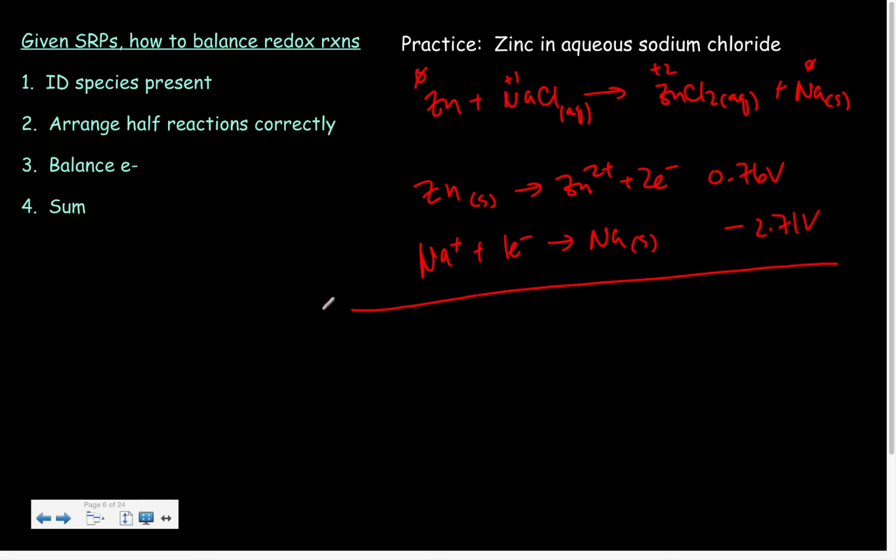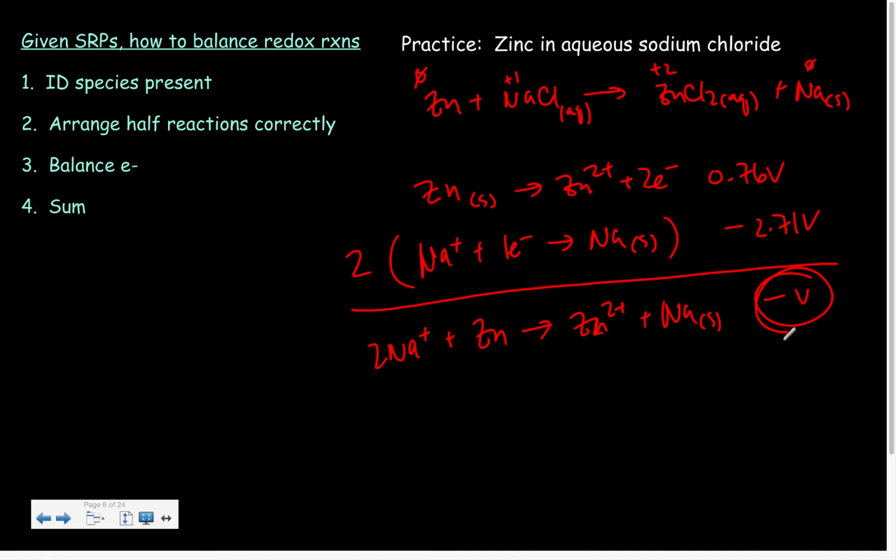All right, so in order to scale this, we would take this and multiply it by 2, bearing in mind that voltage is intensive and doesn't depend on how much of the reaction is happening. So this tells us we have 2Na plus zinc solid going to zinc 2+ plus Na solid. And what do we have over here? We're going to have a negative voltage value, meaning that this reaction does not occur in this direction.